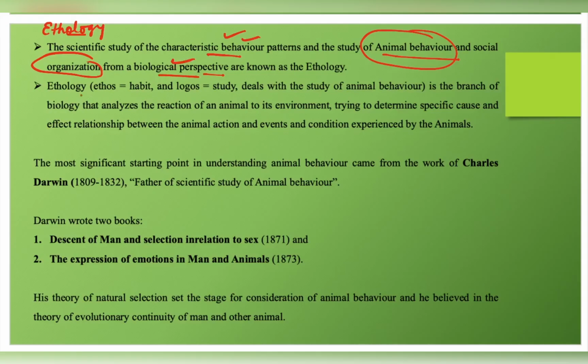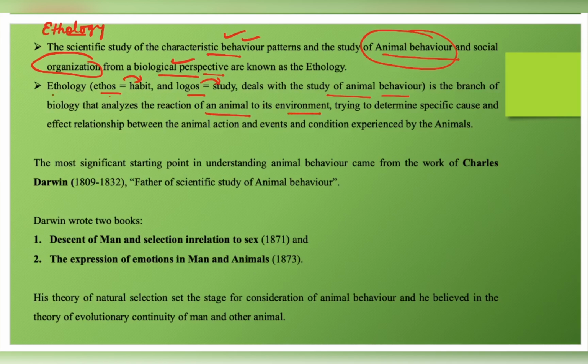Ethology consists of two words, ethos and logos. Ethos means habit and logos means study. So it deals with the study of animal behavior, and it is a branch of biology that analyzes the reaction of an animal to its environment.